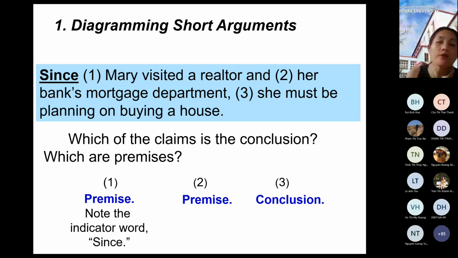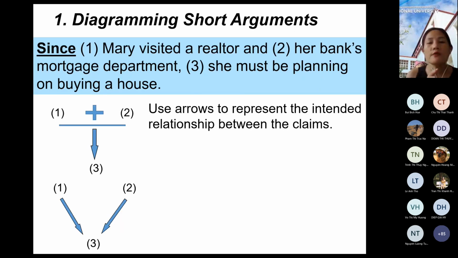Linked means that both of them are needed in order to come up with the conclusion. Independent means each of them could lead to the conclusion already. But of course, both of them would be better, but at least each of them could lead to the conclusion already. So in this case, we need to identify whether 1 and 2 are linked or independent. Because if it is linked, then we have this diagram, the upper diagram. So you see in both diagrams, number 3 stays below. So number 3 is the conclusion and 1 and 2 are above it.